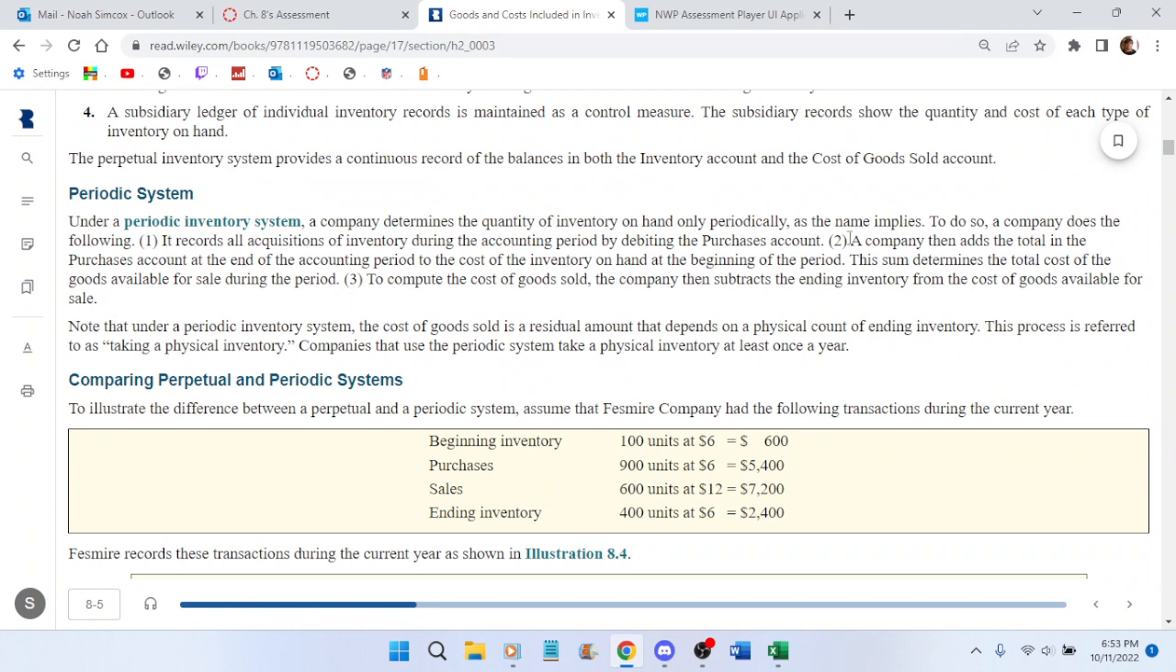Hold on a sec. Add the total in purchases account at the end of the accounting period to the cost of inventory on hand at the beginning of the period. The total cost of goods available for sale. Cost of goods sold subtracts. Okay, they did something much more simple. They did a much simpler thing there.